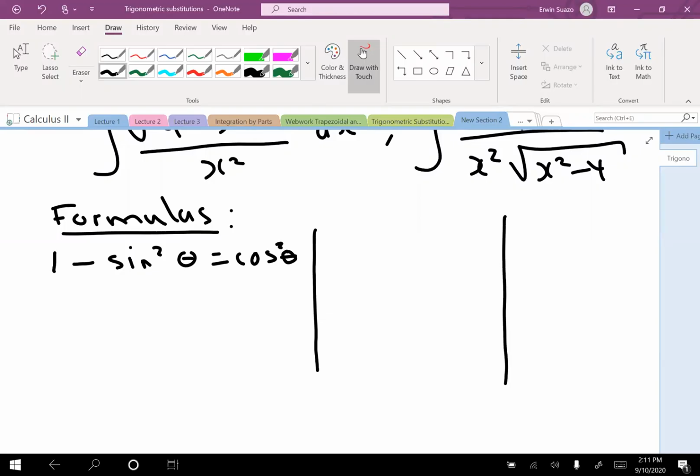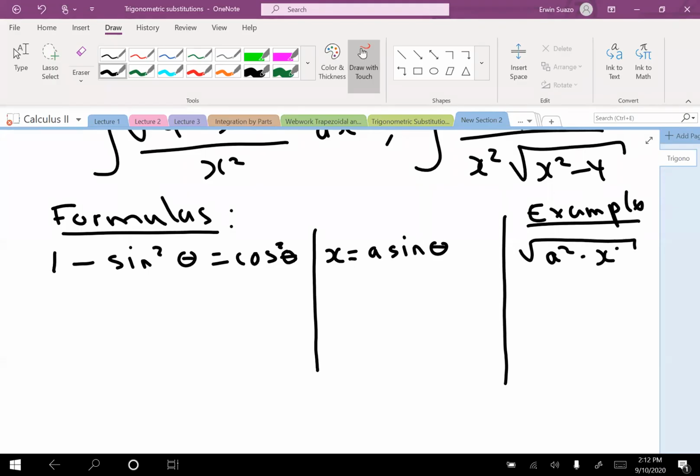But a good question: when are you going to use that kind of integral formula? That formula is associated with this kind of substitution: x equals a sine of theta. For example, if you see in the integral something like a square root of a squared minus x squared, that's what you have to use.